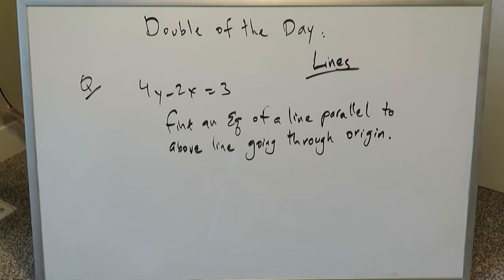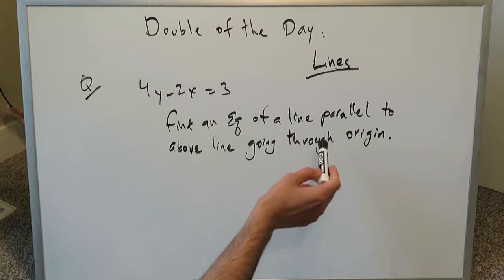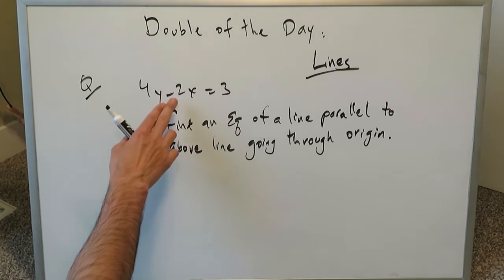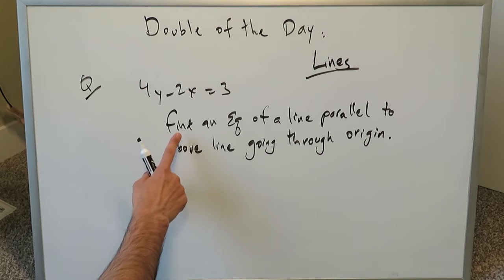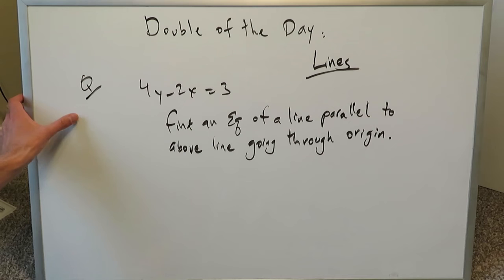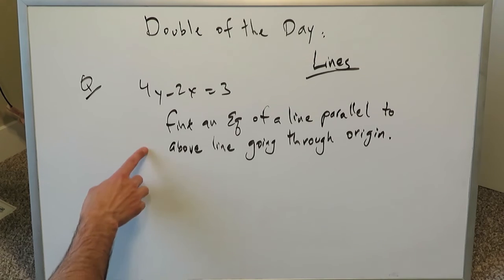This second question of this video will address the next most important aspect of lines, and that's parallelism with regards to slopes. You have an equation 4y minus 2x equals 3. The question is, find an equation of a line parallel to this line going through the origin. It's not going to be too hard. With regards to parallelism, you have to understand this important fact that two lines are parallel to one another if they happen to have the same slope.